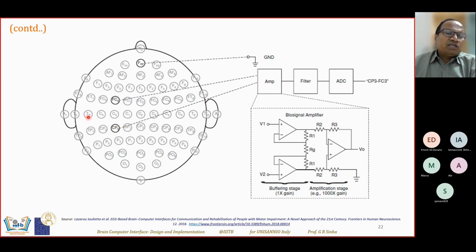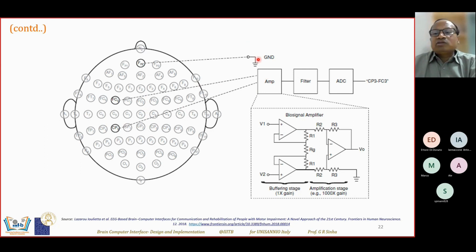Between you see the cortex area and parietal lobe. So between these CP1, CP2, CP3. So you see here CP2, 4, 6, 8 are on one side and 1, 3, 5 are this side. Correct. So the two electrode potentials are coming to the amplifier.